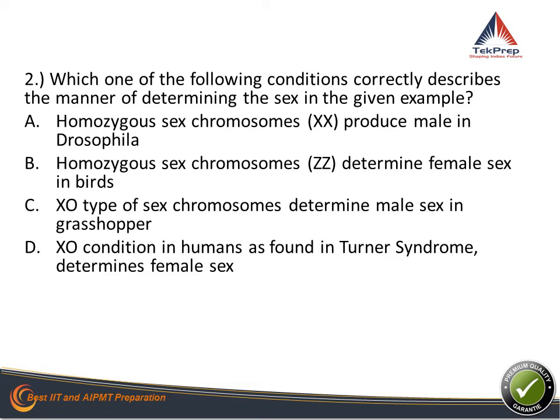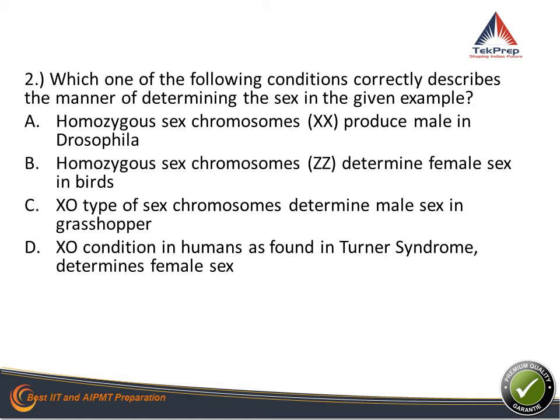Now let's start from the beginning. Homozygous sex chromosomes XX produce male in Drosophila. Usually flies have either one or two X chromosomes and two sets of autosomes. If there is one X chromosome in a diploid cell, then the fly is male, which is X. And if there are two X chromosomes in a diploid cell, which is 2X, then the fly is female. So here it's given as 2X produce male, which is incorrect. So the first option and the last option are incorrect.